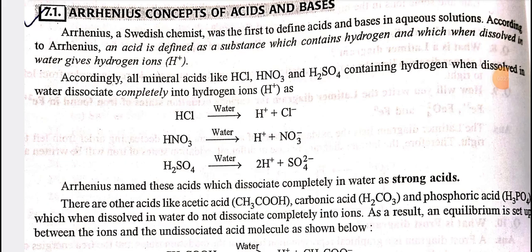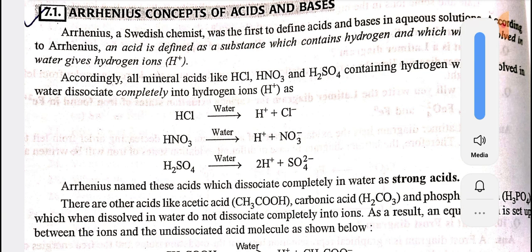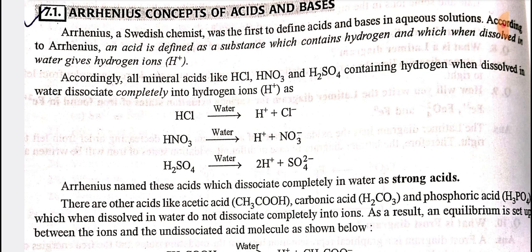Accordingly, all mineral acids like HCl, HNO3, and H2SO4 containing hydrogen, when dissolved in water, dissociate completely into hydrogen ions. HCl in water gives H+ and Cl- ions. HNO3 in water gives H+ and NO3- ions. Arrhenius named these acids, which dissociate completely in water, strong acids.